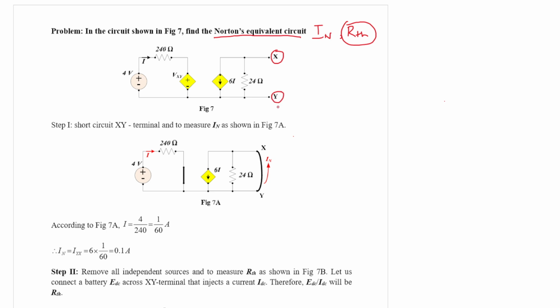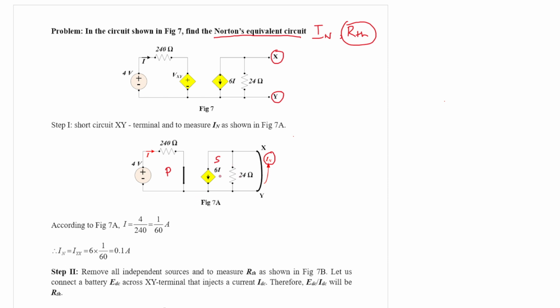So let us first solve this problem. Short the terminal X and Y, in this way. Now the current flowing through the short circuit terminal is IN, which is the Norton equivalent current, in this direction from Y to X. And now basically you see this is a new kind of circuit, because there are two sides. If you say this is a primary side and this is a secondary side, the two sides are separated with a ground reference.